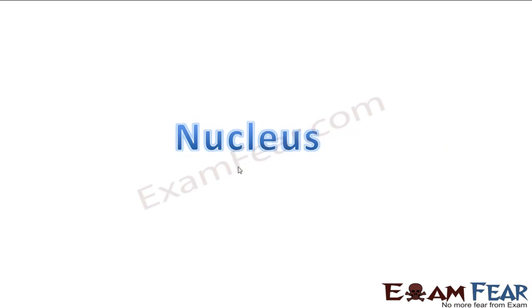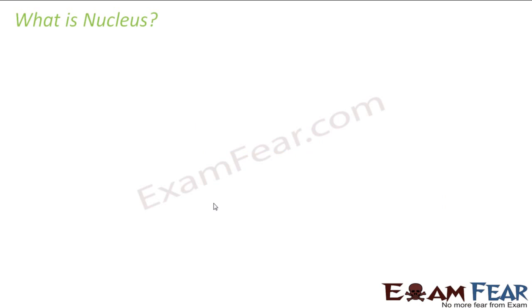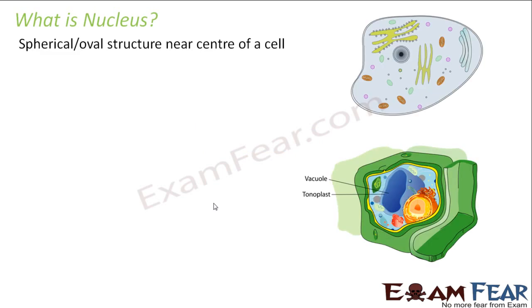Next topic which we will talk about is nucleus. Let us now see what is a nucleus. Nucleus is a spherical or oval structure near center of a cell. So when you looked at the microscopic image of the onion peel, we saw that inside every cell there was a relatively dark spot, right? So this spherical or oval structure near center of a cell is known as nucleus.